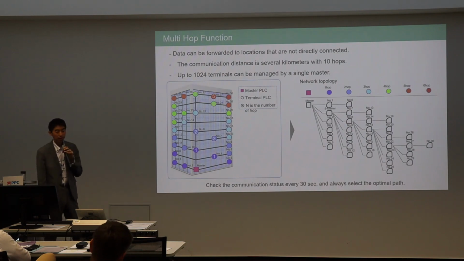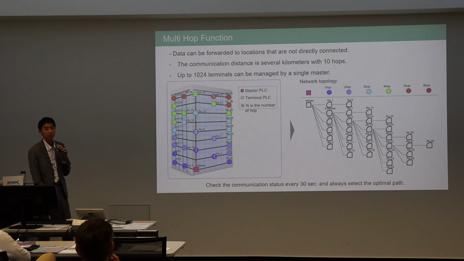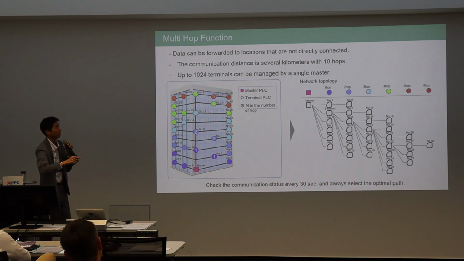Another important feature is an automatic relay function called multi-hop. The data can be forwarded to locations that are not directly connected. By this function, the communication distance is several kilometers with 10 hops. In addition, up to 1,024 terminals can be managed by a single master.